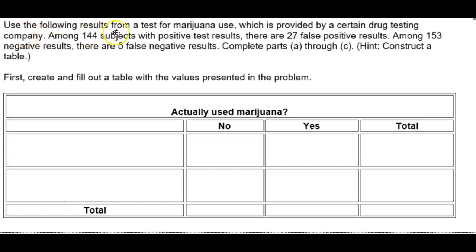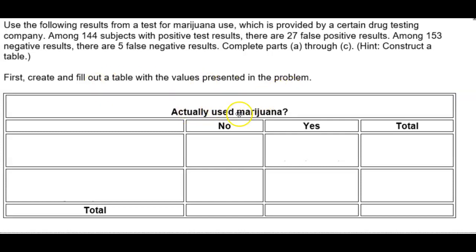Use the following results from a test for marijuana use, which is provided by a certain drug testing company. Among 144 subjects with positive test results, there are 27 false positive results. Among 153 negative results, there are 5 false negative results. We're going to complete parts A through C. A hint is to construct a table. So we're going to first create and fill out a table with the values presented in the problem.